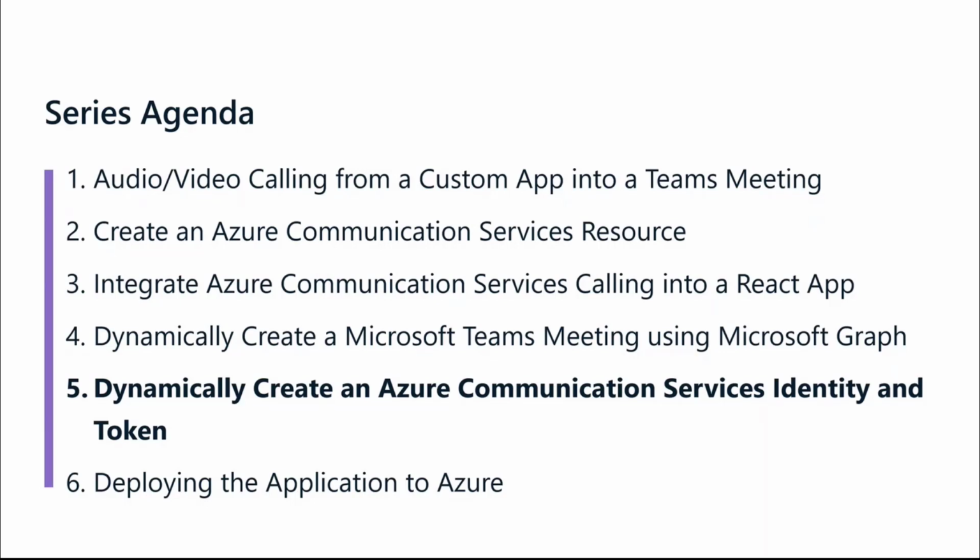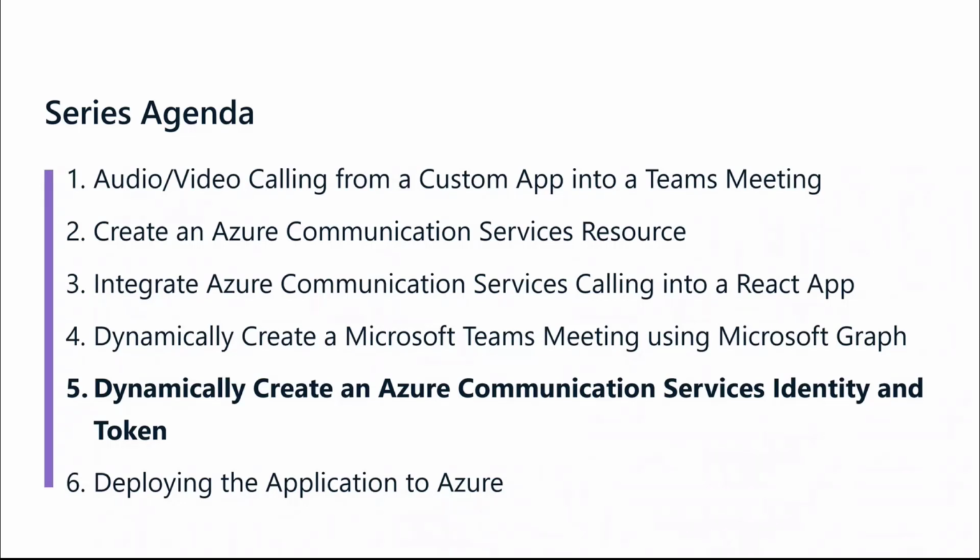And today I will be talking about how we can dynamically create an Azure Communication Services identity and token. And next week, we'll be back again talking about how we can deploy our app to Azure. If you're interested in learning more about our series, all of the videos are available in our community channel. You can go ahead and check out the videos separately. And I will jump into dynamically creating an Azure Communication Services identity and token for this week.